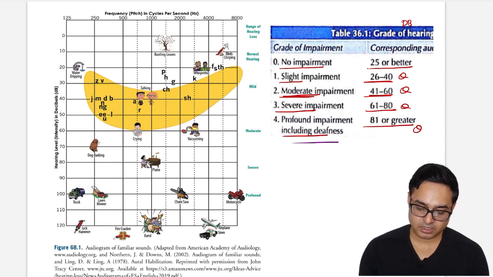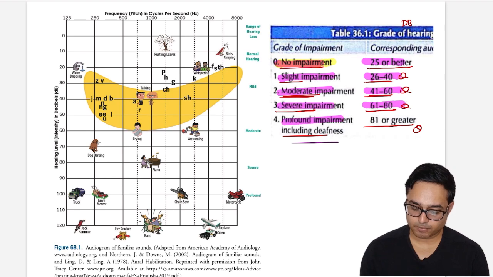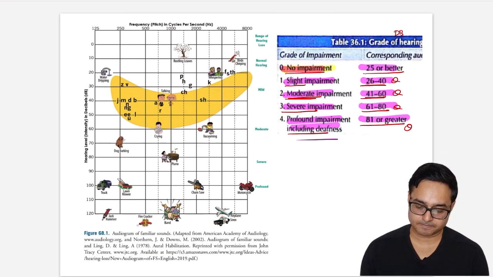So you have to remember this. It was asked twice in the exam, and it is very important to understand: 25, 25 to 40, 40 to 60, 60 to 80, and profound including deafness more than 80.